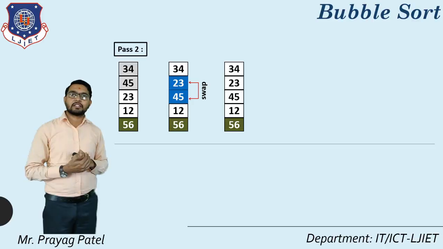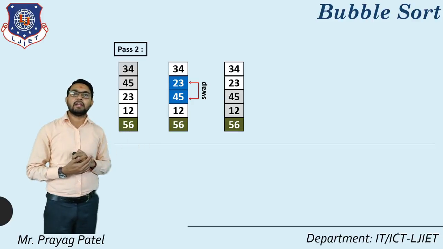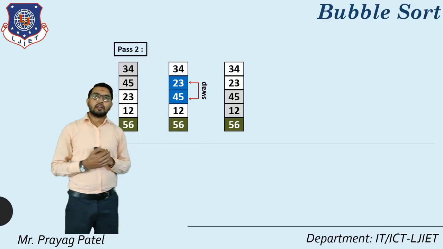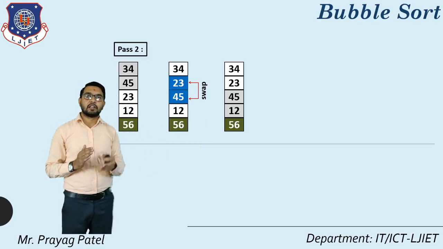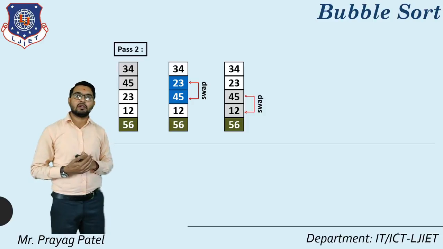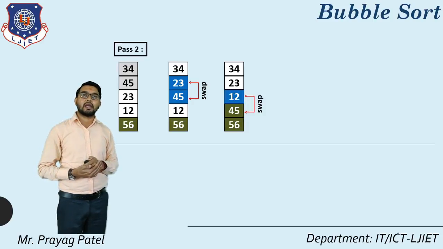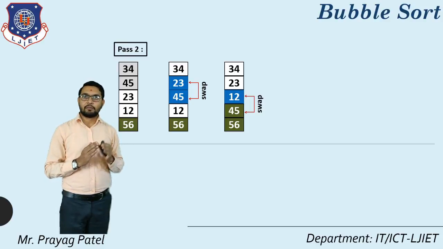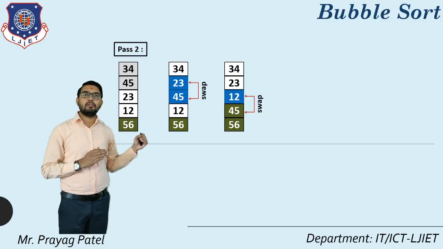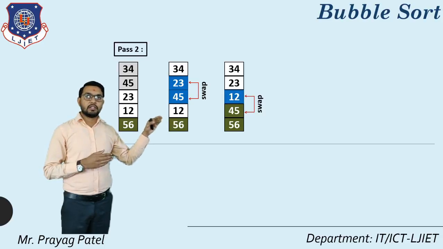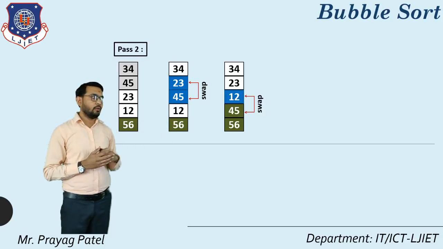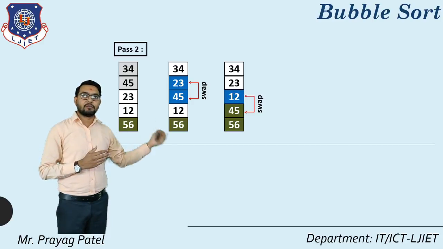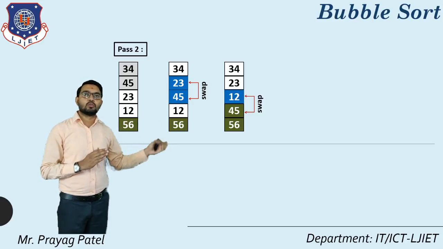After that, consider the next two locations as 45 and 12. So compare these two locations, 45 and 12. Here 45 is greater than 12, so swap these two elements. After the swapping process, we can consider the array as 34, 23, 12, 45 and 56. So here the last two elements, 45 and 56, are considered sorted elements. So in the next pass we do not compare these two elements.